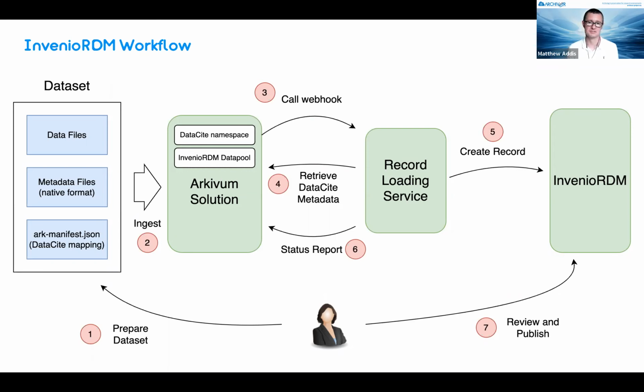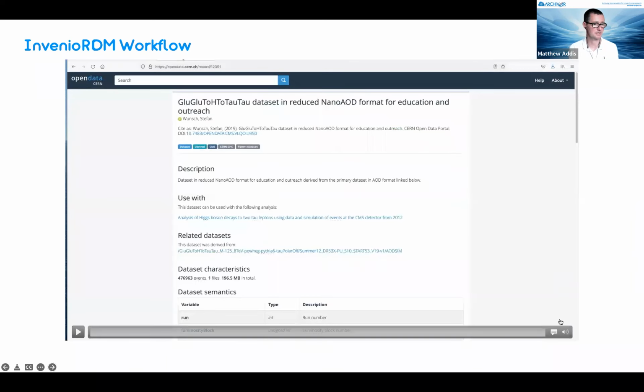So the key thing here is this idea of a record loading service that mediates between the ARKIVUM solution and Invenio RDM, and we call that using webhooks, and it runs in GCP alongside Invenio RDM. That is a flexible way to decouple our solution from institutional repository software. So in this case, we're using Invenio RDM. It could be something else. It could be Figshare or DSpace or ePrints or another solution. It's a flexible model. So let me show you what that looks like in practice.